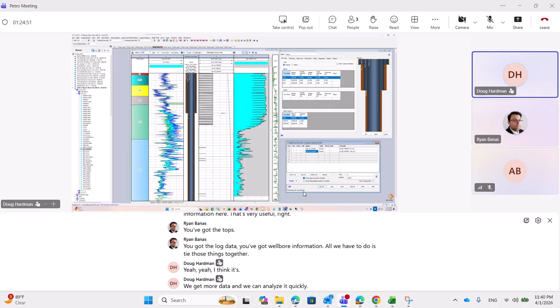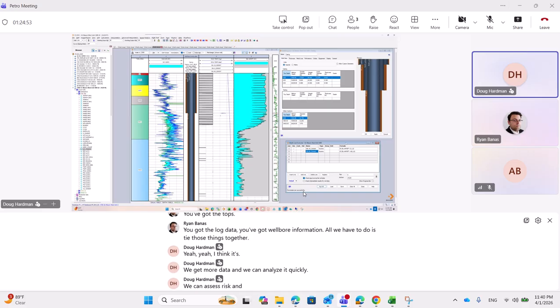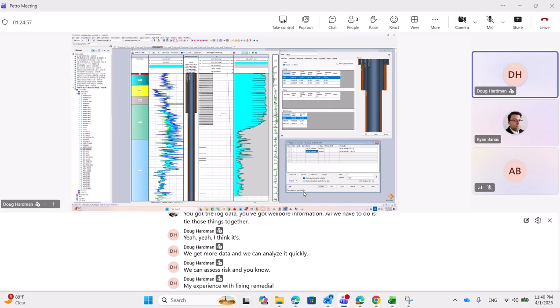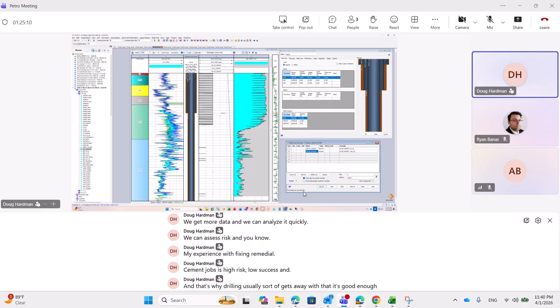We can assess risk, and my experience with fixing remedial cement jobs is high risk, low success, and that's why drilling usually gets away with saying that's good enough. You guys are not going to fix it, we can't fix it. You've got to live with it. Blame geology and move on, and that's fine until it becomes a problem.